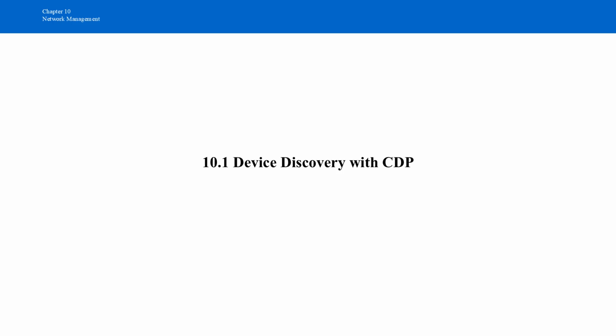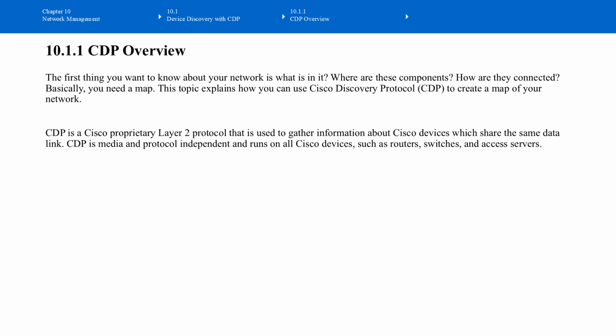10.1, device discovery with CDP. When managing a network, one of the first questions you should ask is, what devices are on my network? Where are those devices located? And how are they connected? To answer these questions, you need a network map.